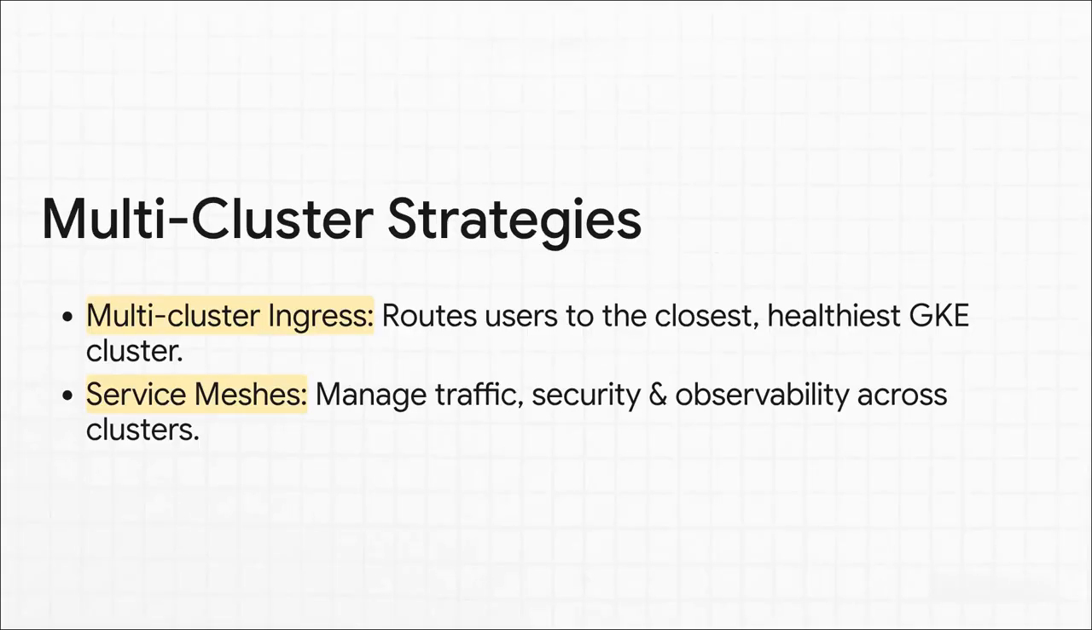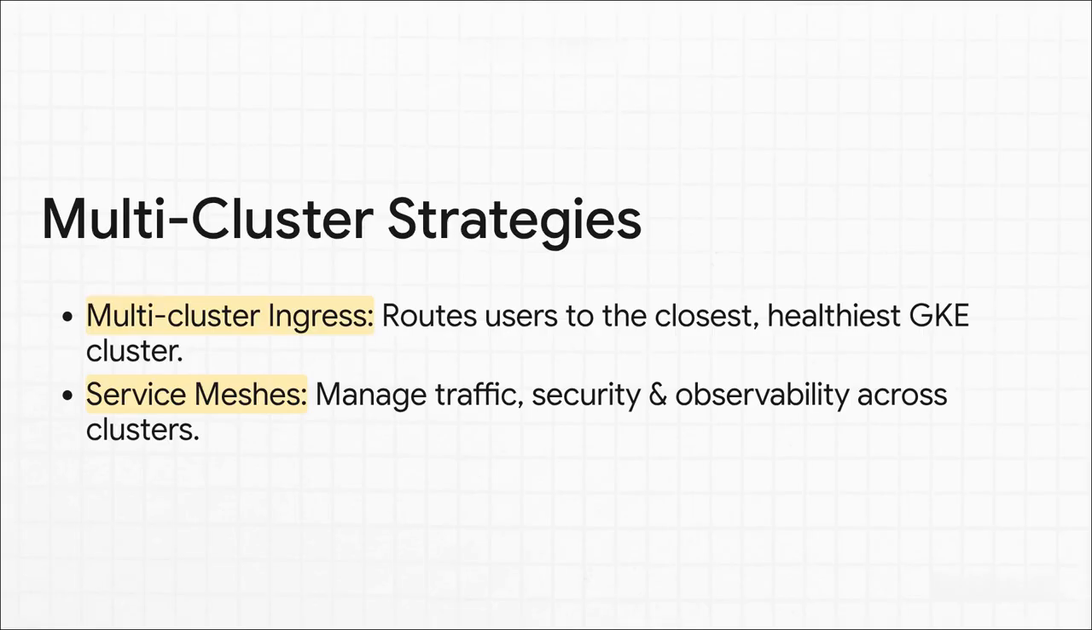From the user's point of view, no matter where they are in the world, it should feel like one single, seamless application. They shouldn't know or care if they're hitting a cluster in Europe or one in Asia. They just want a fast, reliable experience. Now, managing all this gets advanced really quickly, but let's just look at the two main strategies. First, you've got multi-cluster ingress. Think of this like our global load balancer, but on steroids. It's a single ingress that's aware of multiple GKE clusters and can intelligently route users to the closest, healthiest one.